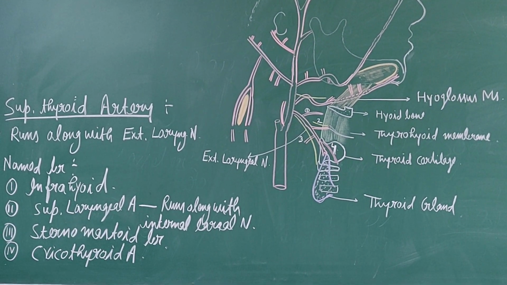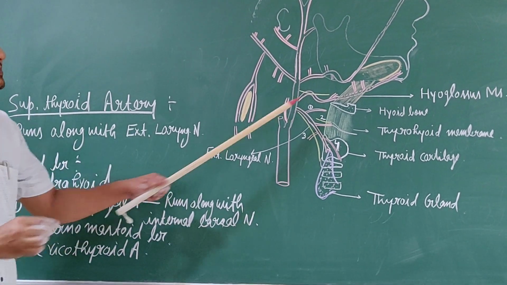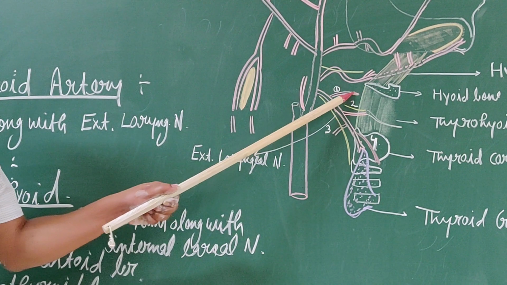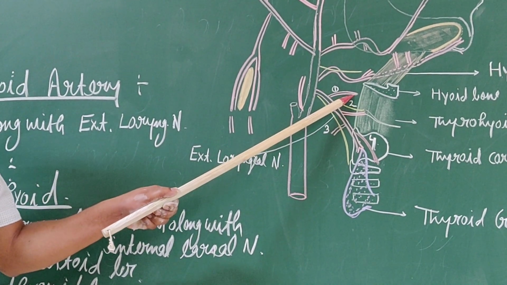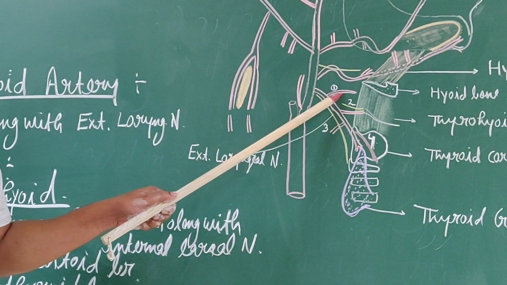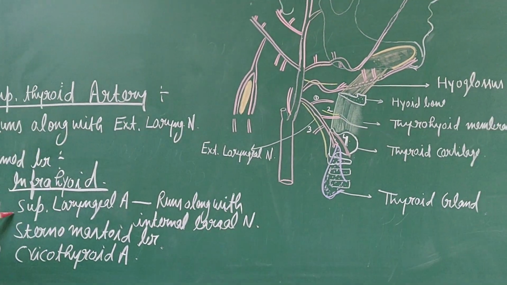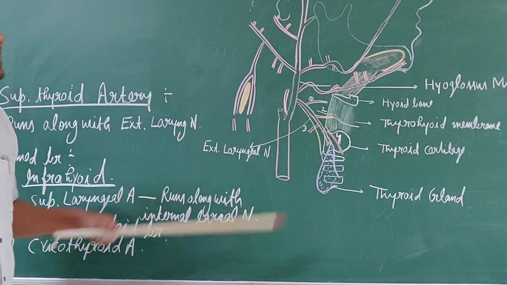The first branch is the infrahyoid artery. The name indicates it takes origin below the hyoid bone and anastomoses with the infrahyoid branch of the opposite side. It is the infrahyoid artery. Then it is the superior laryngeal artery.